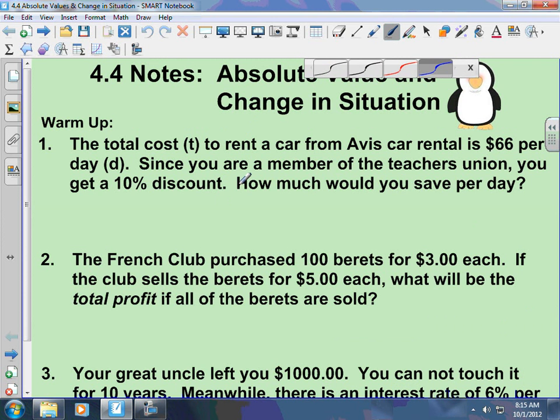Okay. Number 1, the total cost to rent a car from Avis is $66 per day. Since you're a member of a teachers union, you get a 10% discount. How much would you save per day? Look what they have done. They have given you T and D to make you think that all you have to do is write an equation. It's just like you're writing an equation problem. However, they want you to actually tell them how much you're going to save per day.